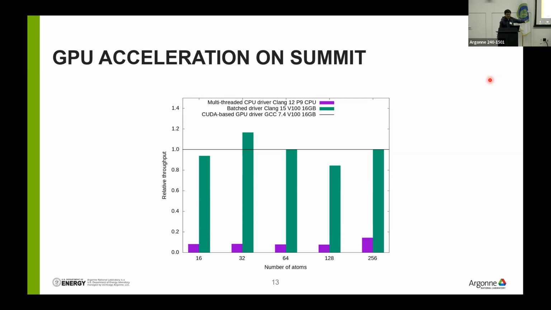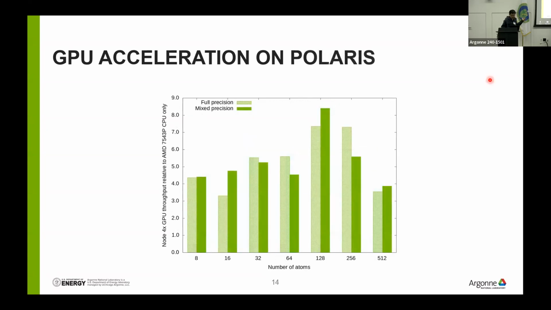The purple bar is the CPU. You see it's just tiny. So it can be more than a factor of 10 speed up. So this is Polaris. You need to explain what Polaris is because most people won't know.